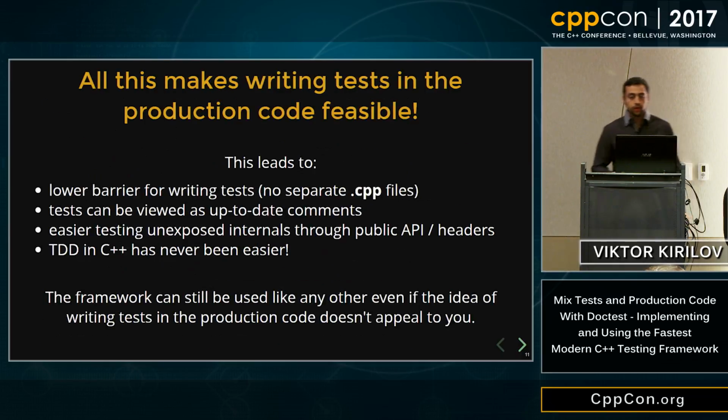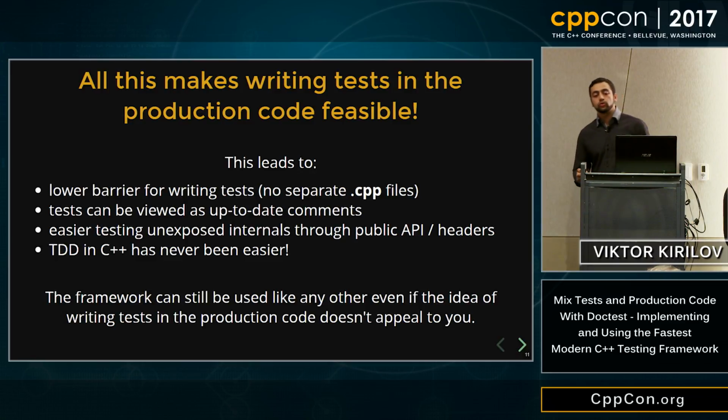So all this makes writing tests in the production code feasible, which in turn leads to lowering the barrier for writing tests. You don't have to make separate source files. You don't have to commit them to source control, to add them to the build system and include a bunch of stuff and link some stuff as well. You can just write the tests for some module at the bottom of its source file. Tests can also be viewed as up-to-date comments because the compiler enforces that everything compiles. It's never out of date.